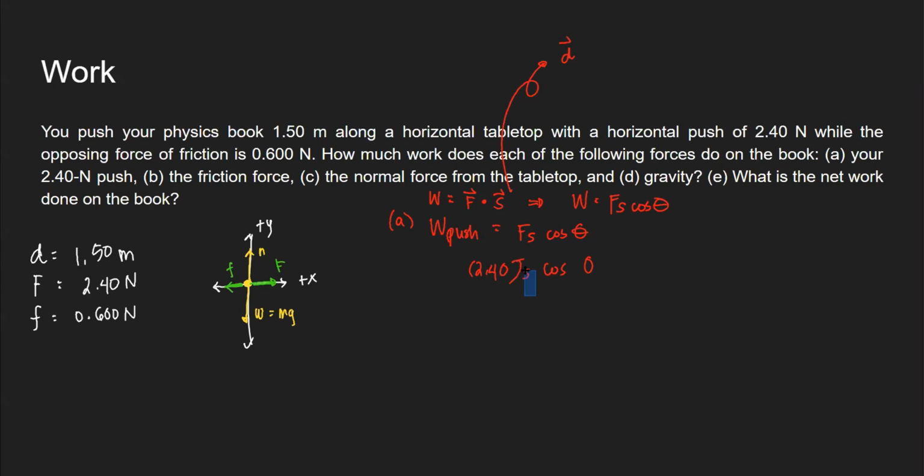I'll rewrite it here. So that will be 2.4 newtons times 1.5 meters cosine 0. Now, plugging everything into our calculators, that would give us 3.6 newton meters, or 3.6 joules. After which, let's go to letter B.